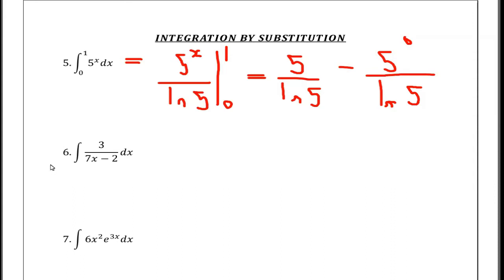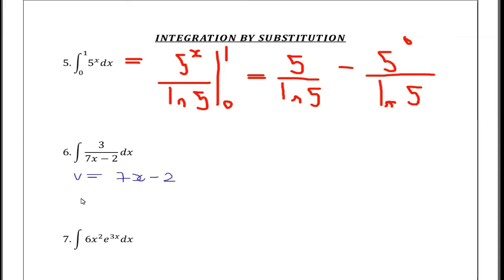Now this question asks us to integrate 3 over 7x minus 2. Integrating 3 over 7x minus 2 is now integration by substitution. The first one was still recognition, but this one is substitution. What am I substituting? I'm going to call the denominator u, 7x minus 2.